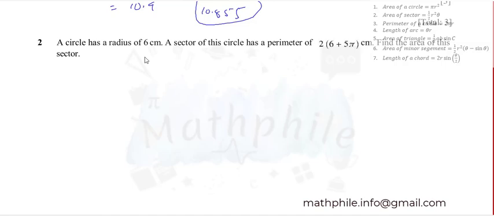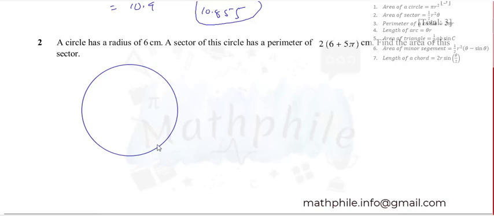A circle has radius of 6 centimeters, and we're also told that the sector of the circle has perimeter of 2(6 + 5π) centimeters. We have to find the area of the sector. Such an interesting question. So let's try to get a visual representation of this.